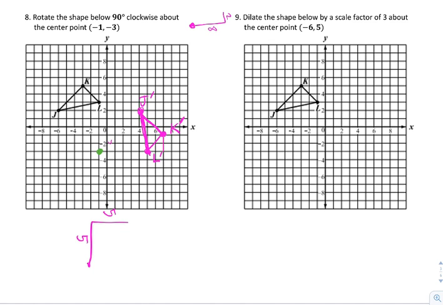Okay, you can also use patty paper, a compass. There are so many ways you could do this. Okay, so I'll erase my paths that we did. So now dilate the shape.